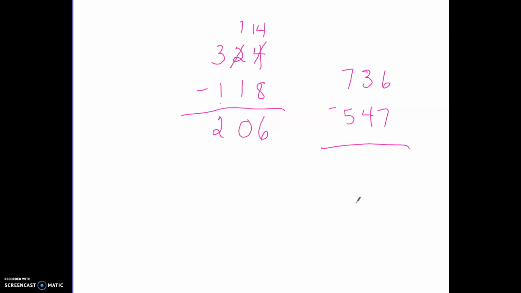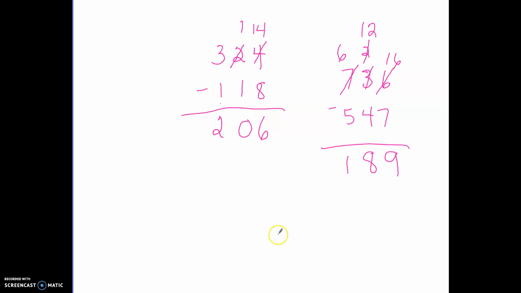And I'm going to trade just to the place that's next to me. So I'm going to trade a 10 for 10 ones. And now I have 16. So 16 minus 7 is 9. Is 20 greater than 40? No, it's not. That means I need to trade. I'm going to trade 100 for 10s. There are 10 10s in that 100. So I'm going to give those 10 10s over here. So 12 minus 4 is 8. 6 minus 5 is 1.